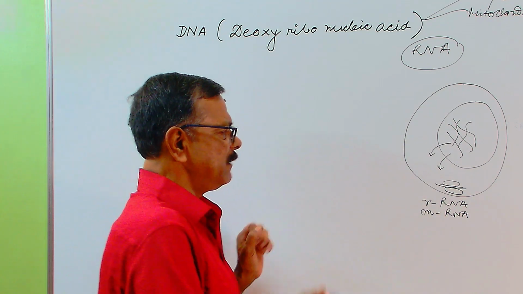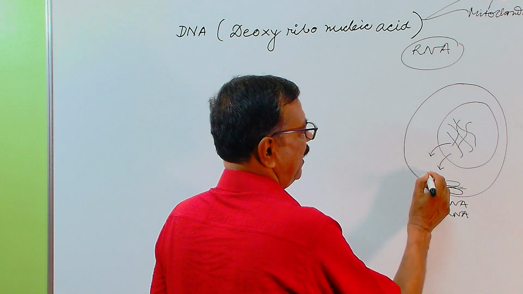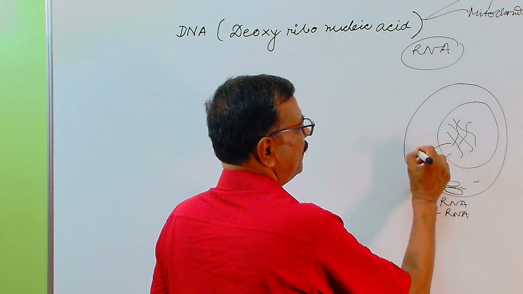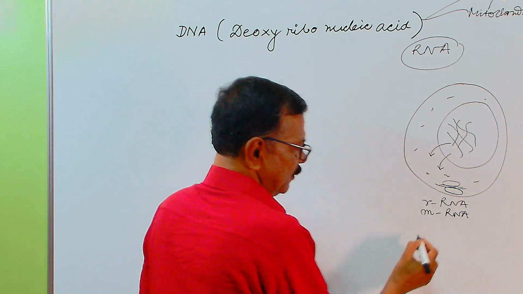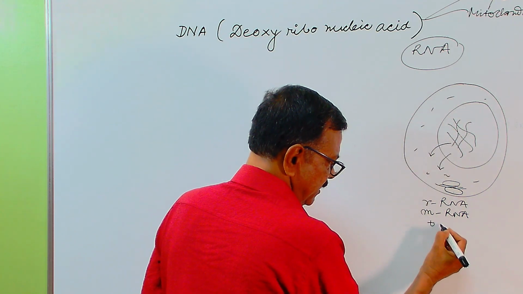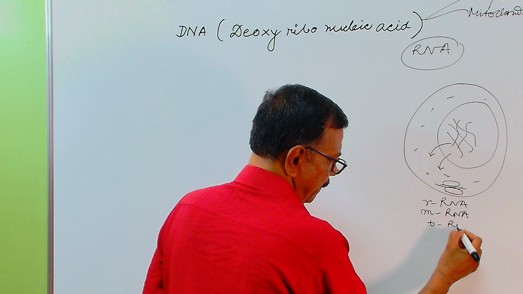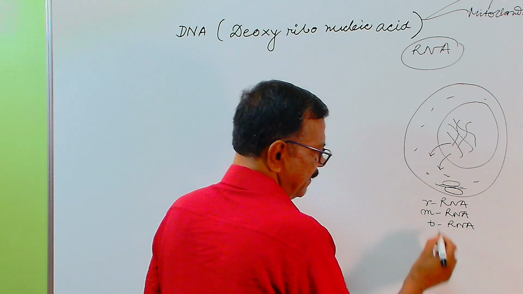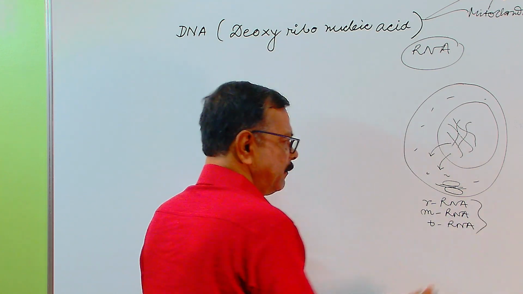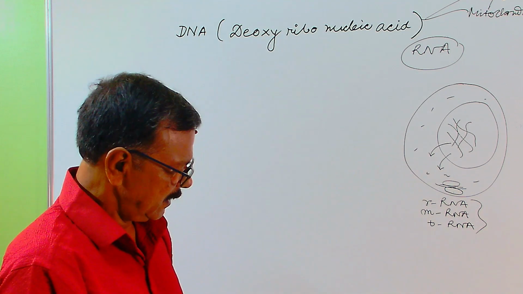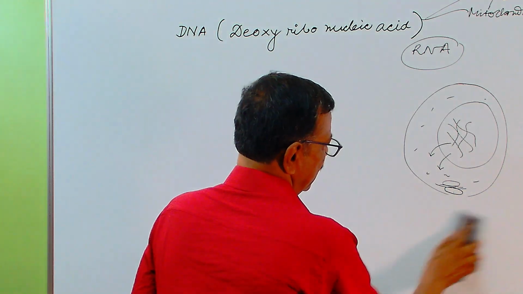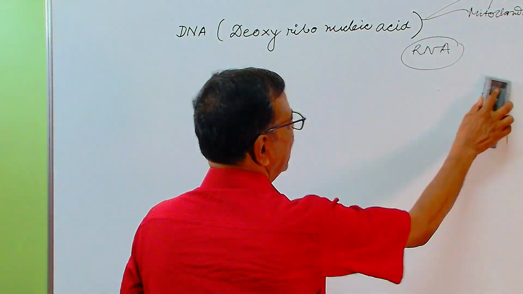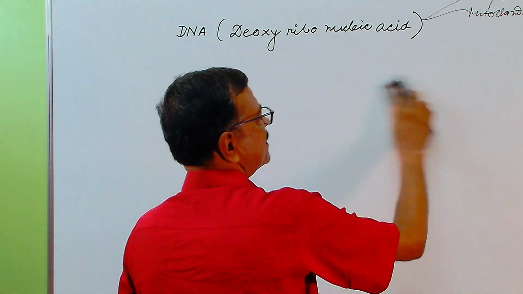And another type of RNA is available here. They are very small. They remain scattered in the cytoplasm. Those are called tRNA. These are the three types of RNA we will discuss later. Now, our discussion will be on DNA, deoxyribonucleic acid.